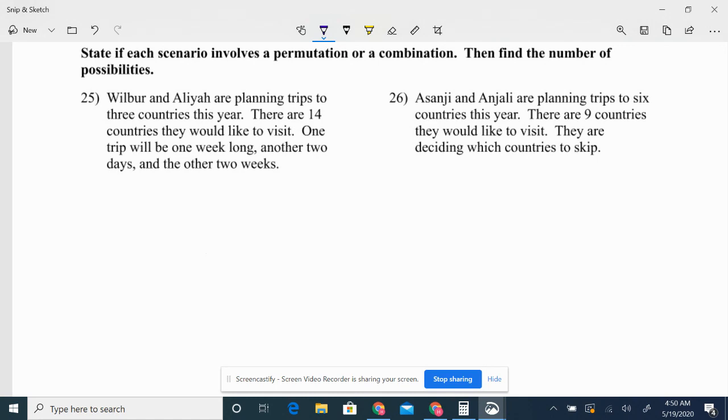Well, Wilmer and Laya are planning trips to 3 countries. So permutation. I want to use permutation because it does matter: one of them is 1 week long, the other 2 days, the other 2 weeks. So it does matter. So permutation. From the 14 countries that they have, they're going to visit 3 of them. So 14 permutation 3. What does that tell me? 14 factorial over 11 factorial.